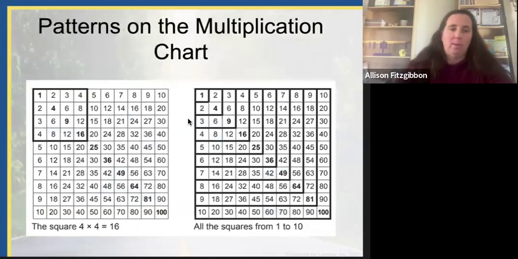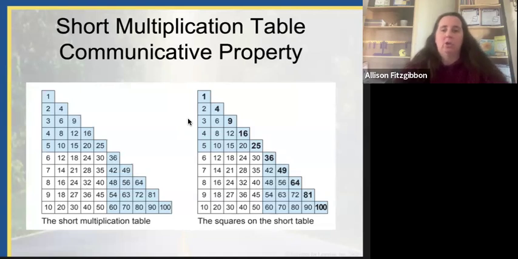So we went from this here, which is a lot of information, to this short multiplication table. That's a little bit easier for people to work through instead of seeing all those numbers. They kind of get blurry and lost in the shuffle.